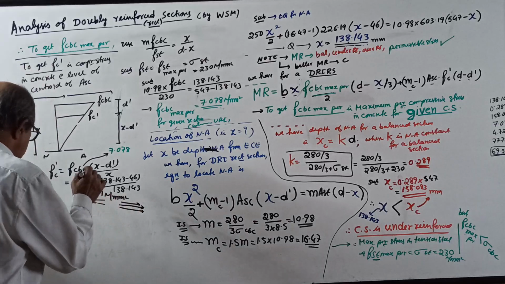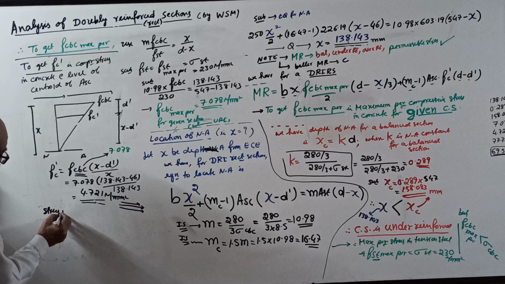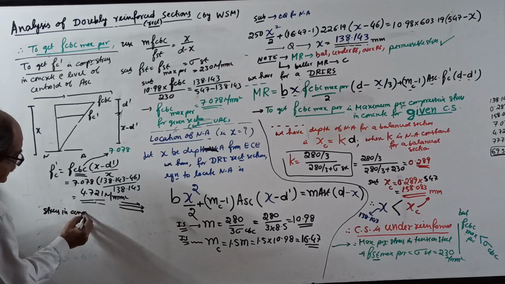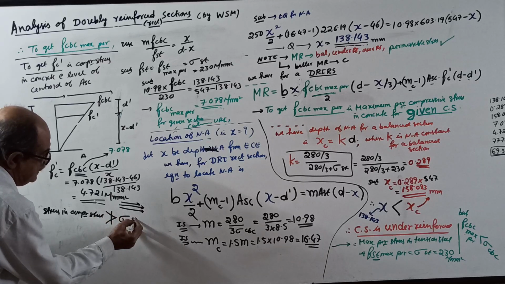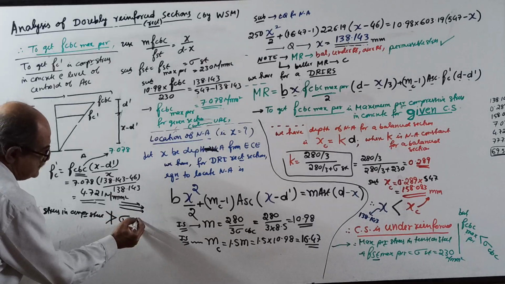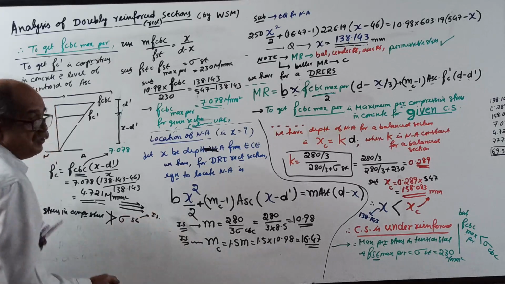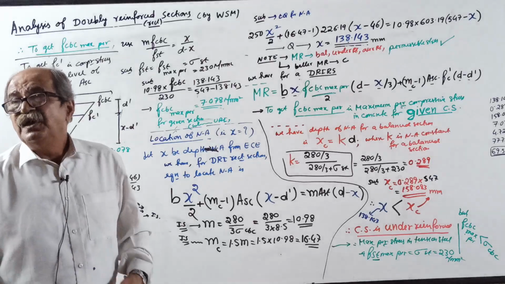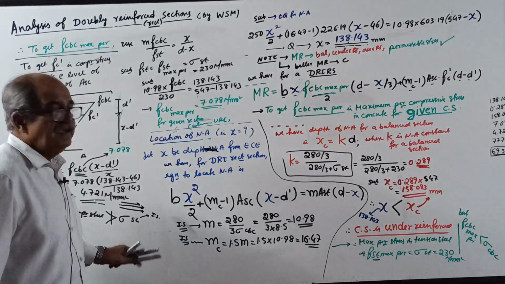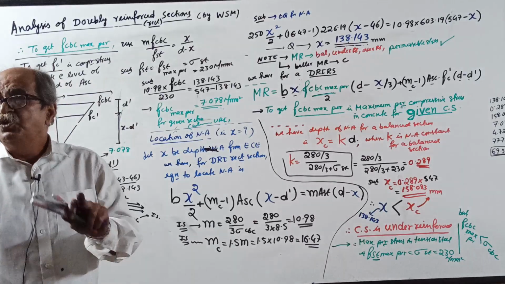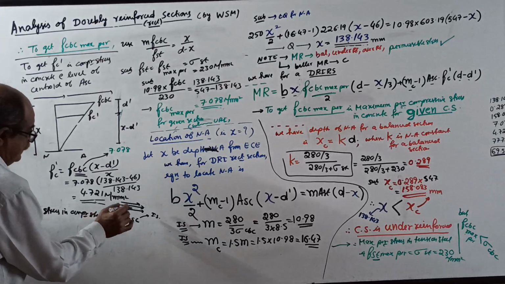They told stress in compression steel should not exceed sigma SC as per IS code. You search IS code. In the table it is there. Sigma ST is stress in tension steel. Sigma SC is stress in compression steel. It should not exceed. It will never exceed, my guarantee. How to verify?